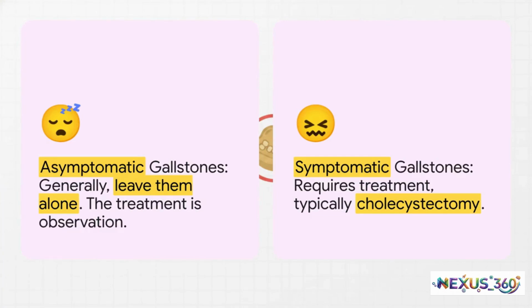On one side, you have asymptomatic gallstones. The general rule? Leave them alone. Just observe. The odds of them ever causing a problem are pretty low. But on the other side, if those stones are causing symptoms, that classic biliary colic, then the rule is treatment, because the risk of more attacks and complications is high. And treatment means surgery to remove the gallbladder, a cholecystectomy.